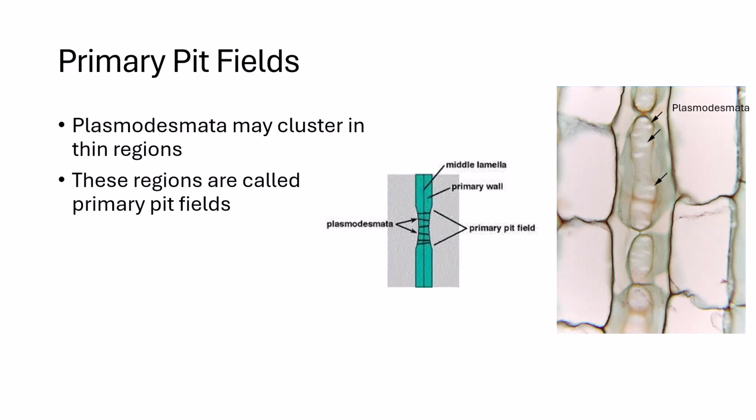In some cases, plasmodesmata are not evenly distributed. They can appear clustered in specific regions where the cell wall is thinner. These clusters are called primary pit fields. Depending on the microscope image quality, you may or may not clearly see this term in action, but it's helpful to know what you're looking at if you notice a concentrated area of small dots or strands along the wall.